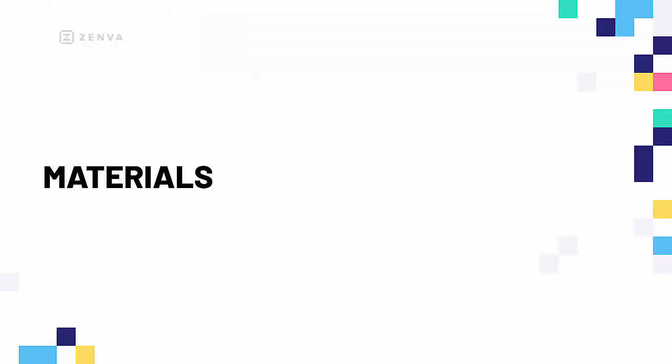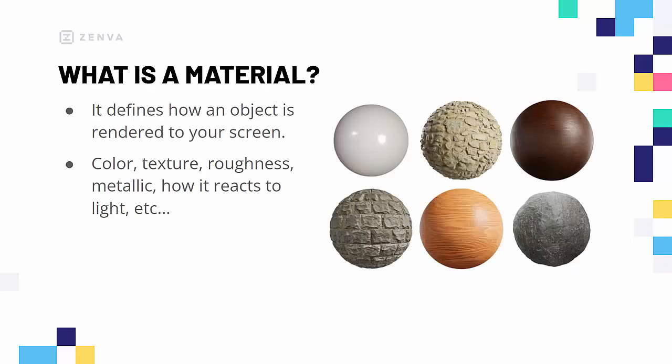Hey everyone, in this lesson, we are going to be looking at materials inside of Unity. Now, what is a material? Well, basically, materials define how an object is rendered to your screen, okay? The color of the object, the texture, the roughness, how metallic it is, and how it reacts to light. And there are many different other things that materials can do.